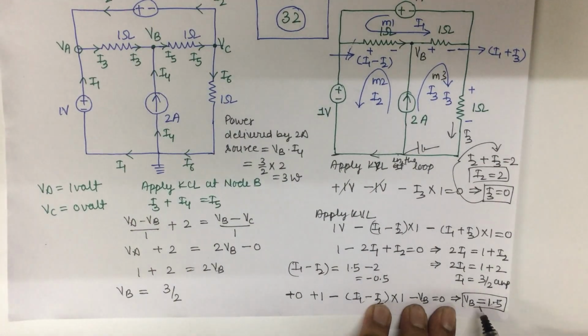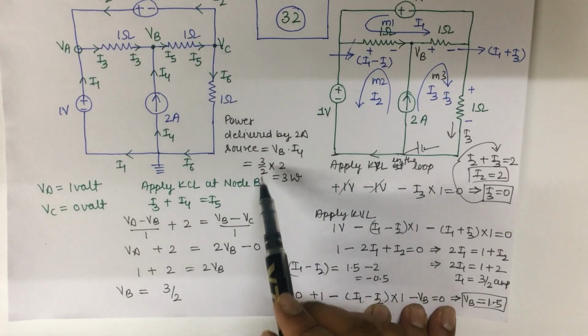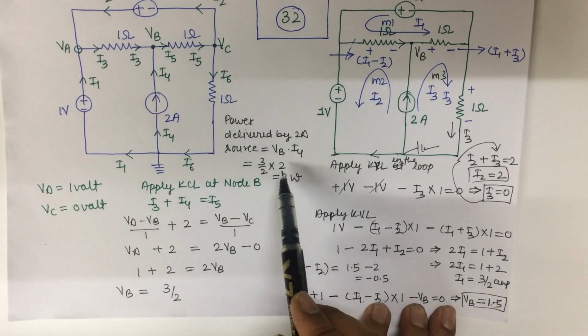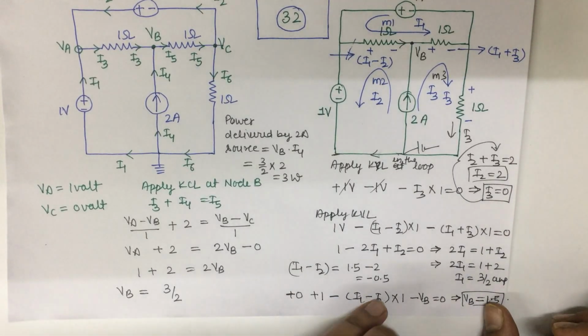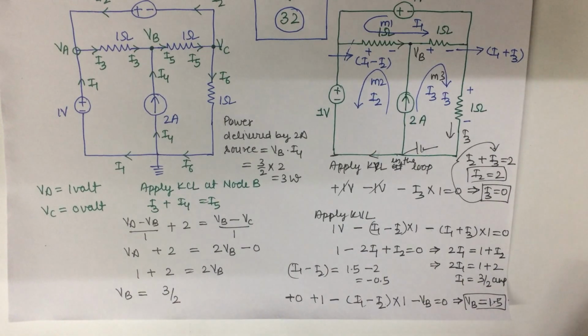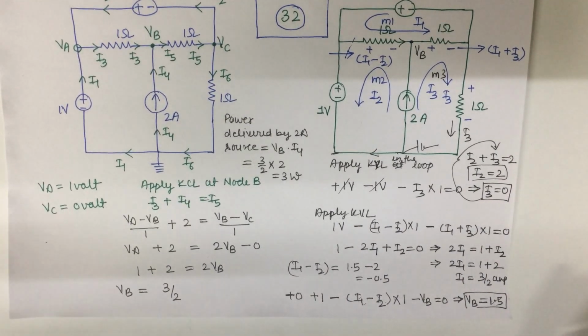Again, the power delivered by this current source is VB into I4, and VB is 1.5 multiplied by 2, so this is 3 watt. In this way, we find the power is equal by both methods. Thank you. In the next lecture, we will solve some more GATE problems.